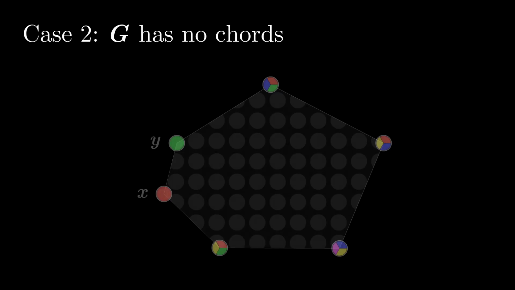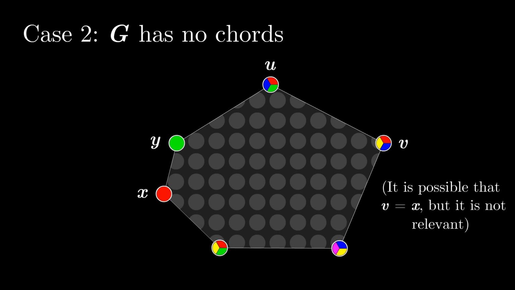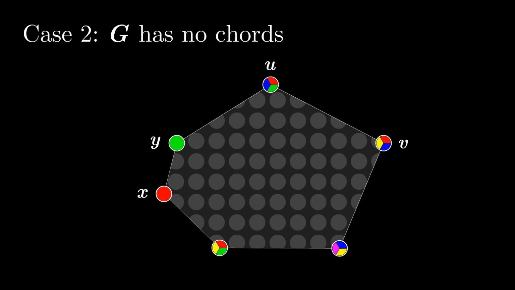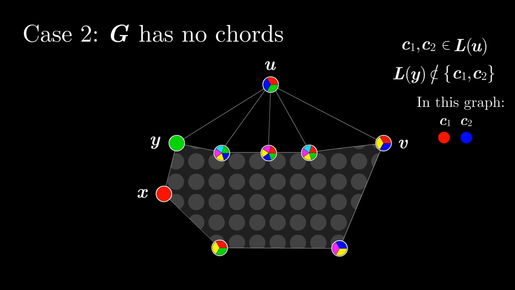Now on to the second case, when G has no chords. Let U be the neighbor of Y in the outer face other than X, and let V be the neighbor of U in the outer face other than Y. Recall that we assumed that G was a near triangulation. That implies that there is a path from Y to V through the neighbors of U. Now, do the following. Choose 2 of the at least 3 colors assigned to U. The color assigned to Y must not be one of the colors chosen. So if U has 3 colors assigned, and one of them is Y's color, the other 2 must be chosen.